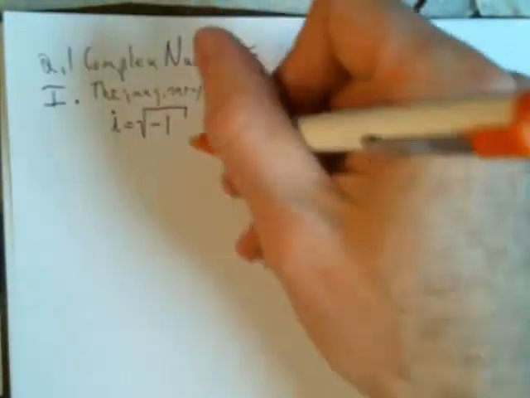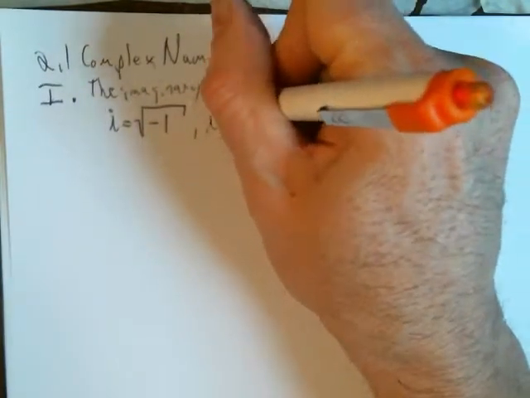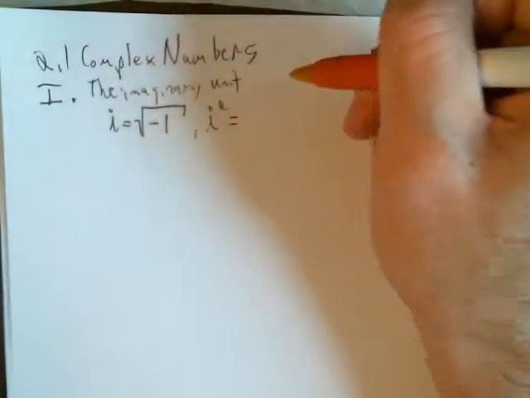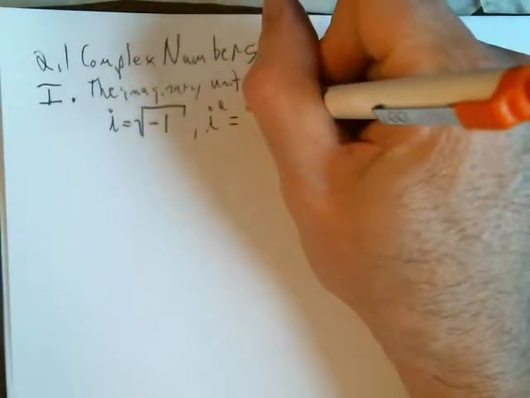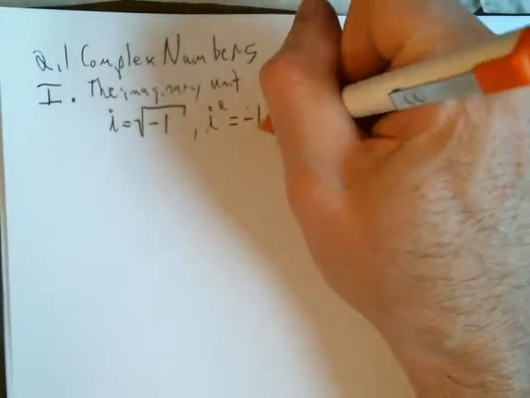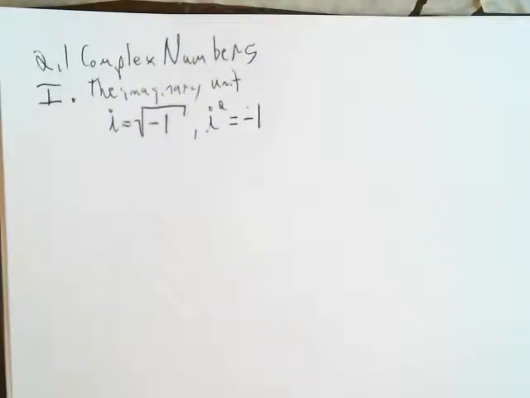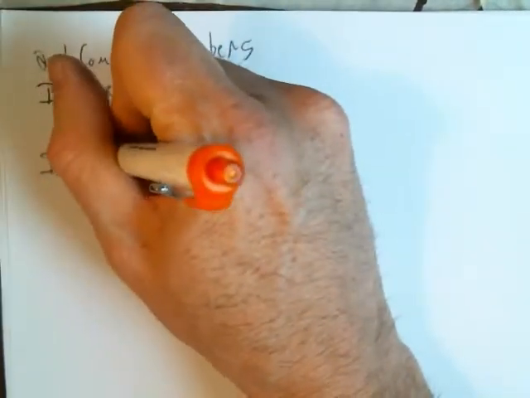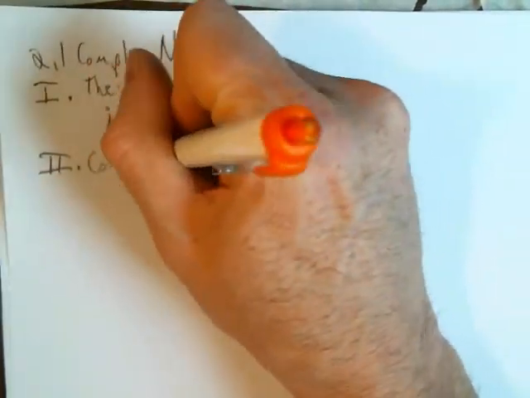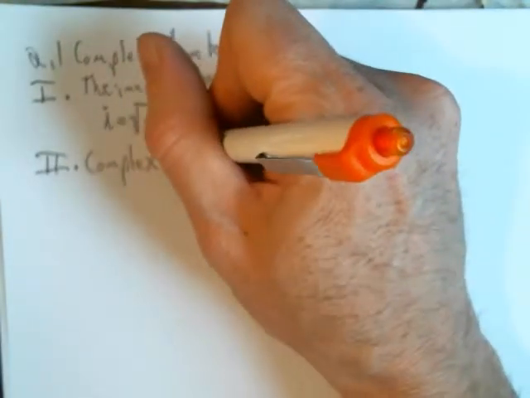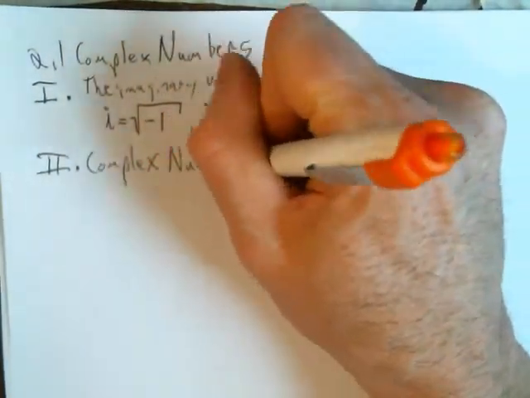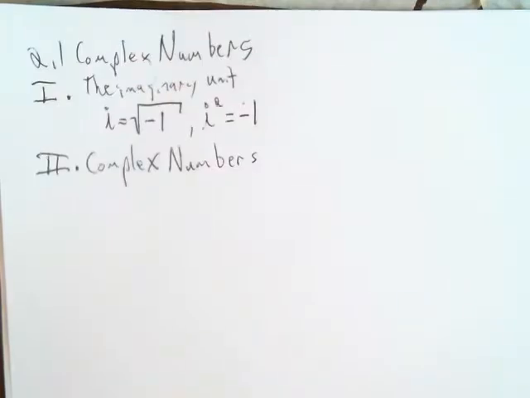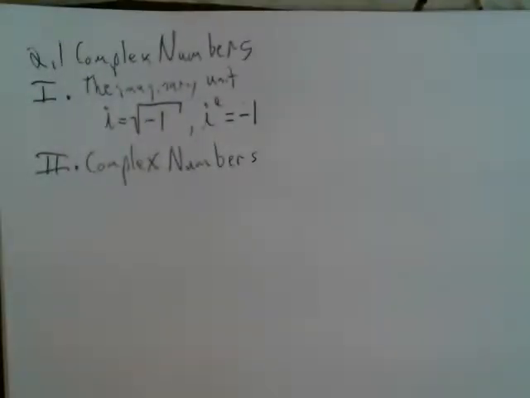And then also we note that i squared is equal to -1. So basically that'll get rid of the square root. That's what you have. Right. So we expand the real numbers to the complex numbers by throwing this imaginary unit into the mix.